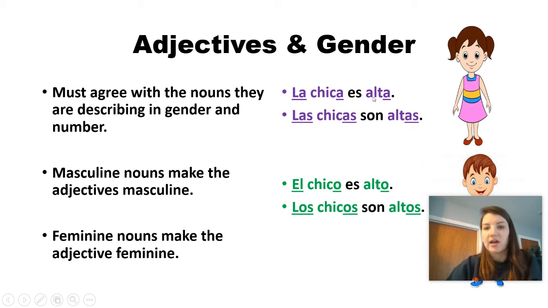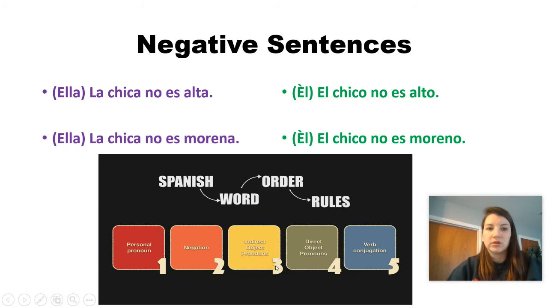La chica es alta, those are all feminine. And when you make it plural, las chicas son altas, they are all plural and they are all feminine. Same goes for masculine. El chico es alto, the boy is tall. El chico and alto are all masculine. Los chicos son altos are all masculine. El chico es alto, these are all singular. And los chicos son altos are all plural.